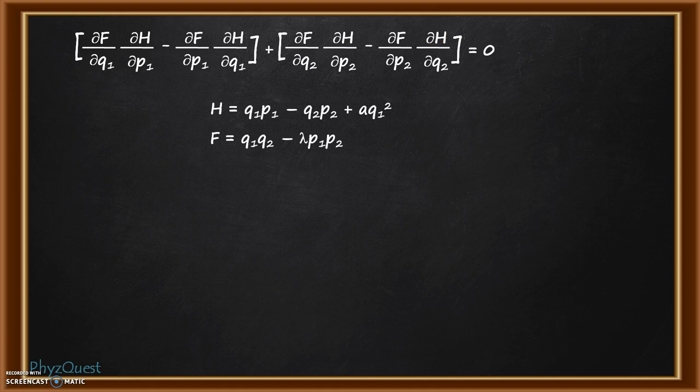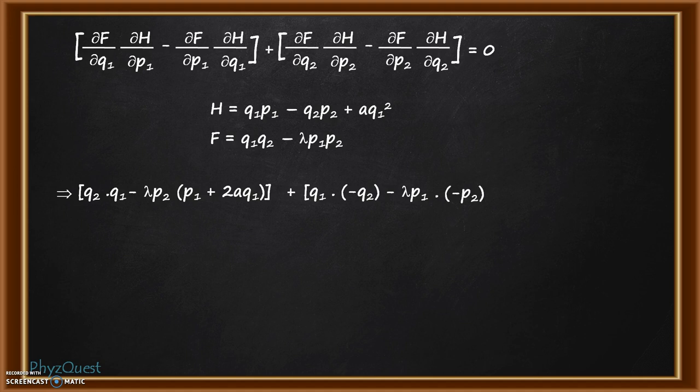Now we have the Hamiltonian and the function. So when we take the partial derivatives, del f by del q1 is equal to q2. Similarly, del h by del p1 will be equal to q1, minus del f by del p1 is equal to minus lambda p2, so this will be lambda p2, and del h by del q1 is p1 plus 2a q1. Similarly, for the second set, del f by del q2 is equal to q1, then del h by del p2 is equal to minus q2, minus del f by del p2 is lambda p1, and del h by del q2 is minus p2. So this is equal to 0.